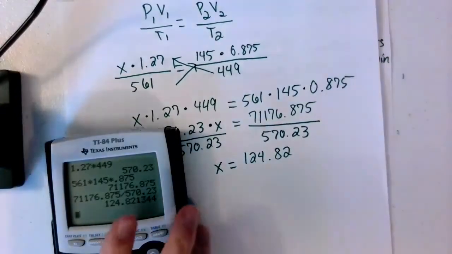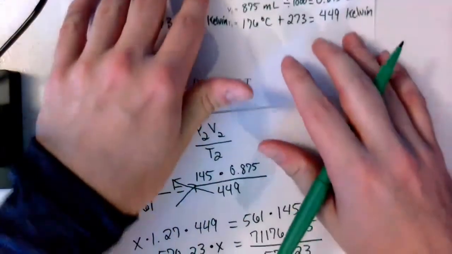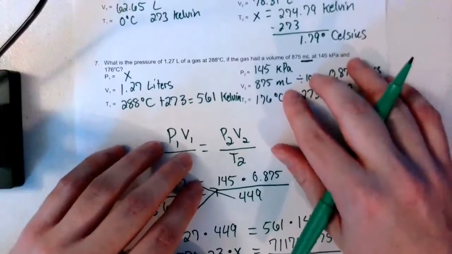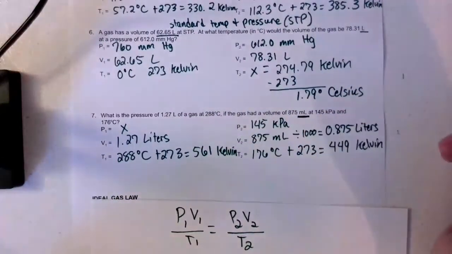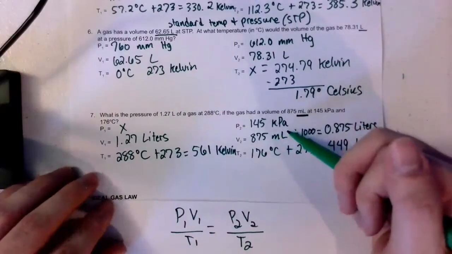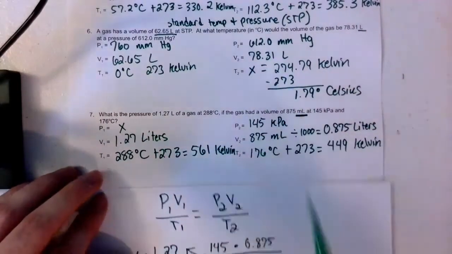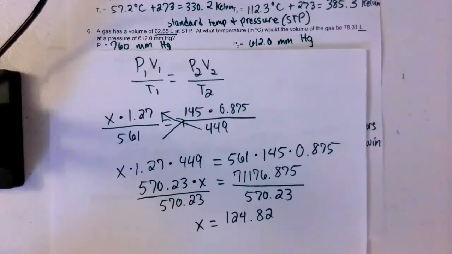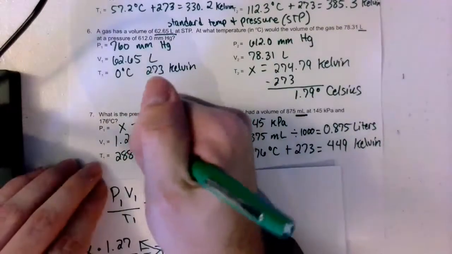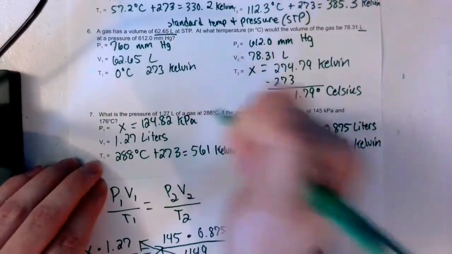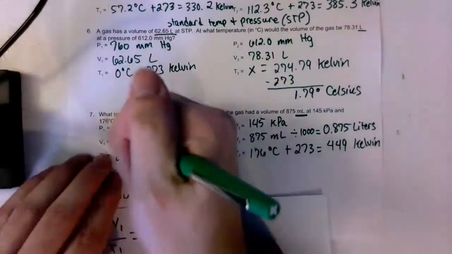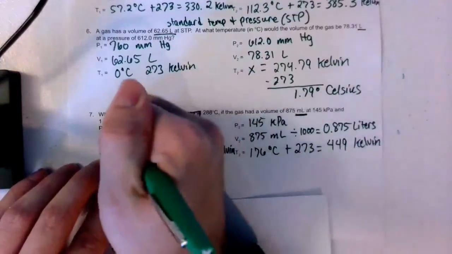And that gives me 124.82. Now looking back at the original problem, which is right here at the top, number 7, it says, what is the pressure? So this is 145 kPa, and this X is now going to be 124.82. So X equals 124.82, and it's in kPa. So there's your answer for that one. We finally solved for X.